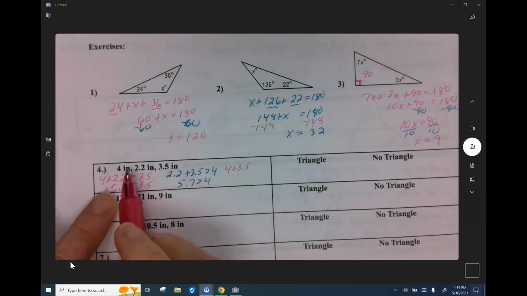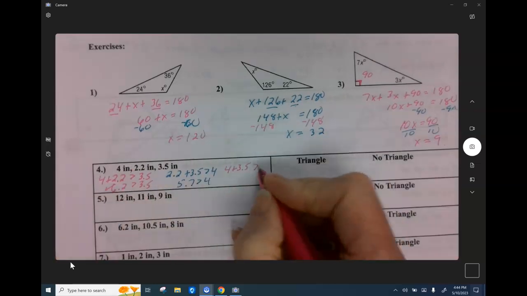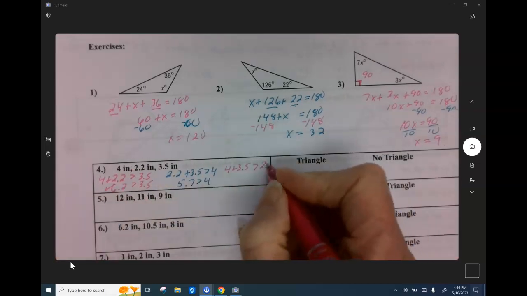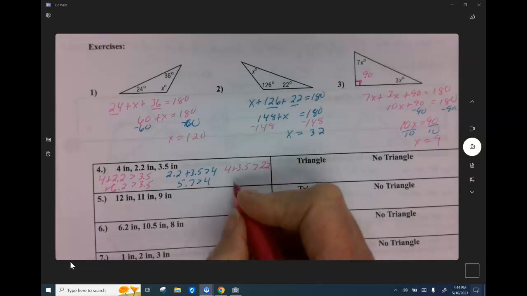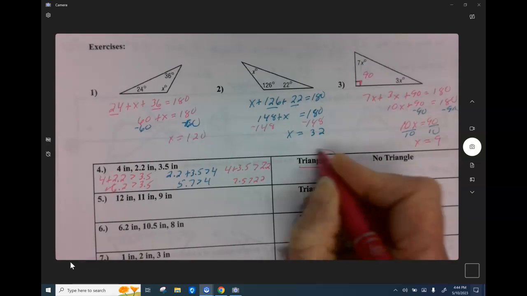Then I'm going to take 4 plus 3.5. Is that the only one? So I've done 4 and 2.2, 2.2 and 3.5. Yep. Okay. Is that greater than 2.2? Well, that's a no-brainer. You can see that right away. That's going to be 7.5. So yes, this is a triangle.